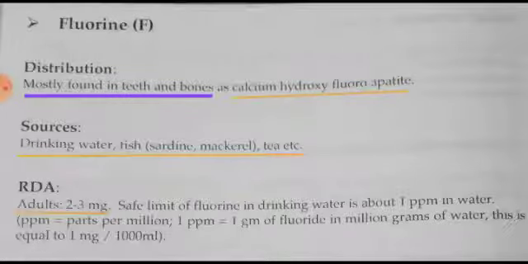Fluorine is one of the important components for the formation of bones and teeth and their protection and maintenance. The requirement or RDA of fluorine in adults is 2 to 3 mg. The safe limit of fluorine in drinking water is about 1 part per million, ppm. Excess fluorine causes problems, and if fluorine is less than the required quantity, it will also affect the body mechanism. So fluorine should not be too low or too high; it should be taken at a normal level.